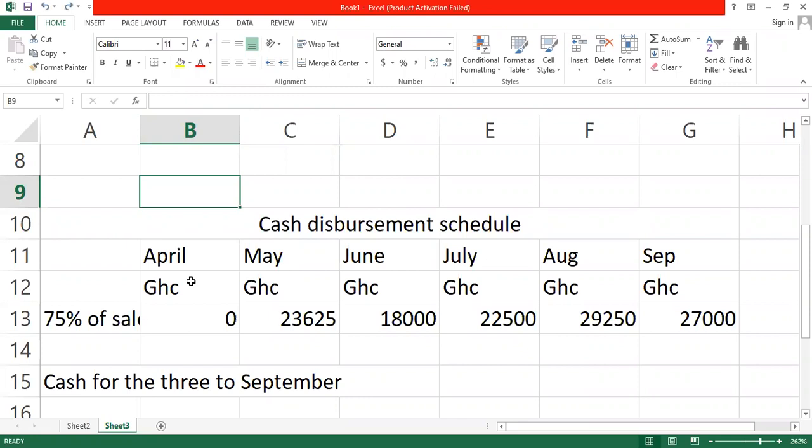So in May, we will not get May's payments, we get April's payments, because it is 2 months after. April's goods will be received in which month? In March. And payment will be done 2 months from March, which is May. So if you find 75% of the April sales, you get this one. You have gotten it now.